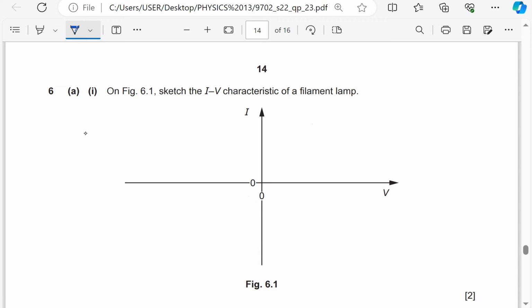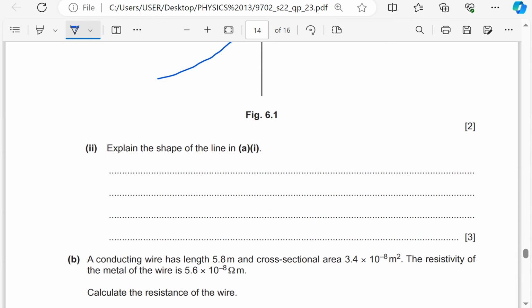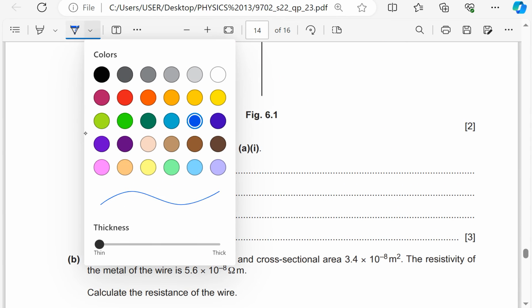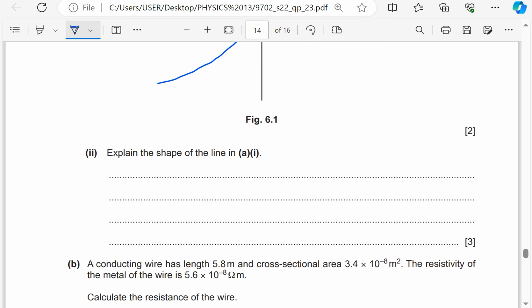Let me draw this using freehand then. So I want to draw something like this. Okay, I think that is better. But just avoid making this perfectly horizontal. Explain the shape of the line in part (a)(i). Okay, let's explain the shape.